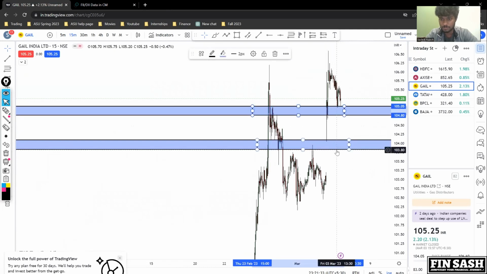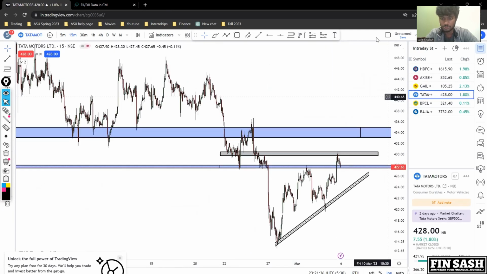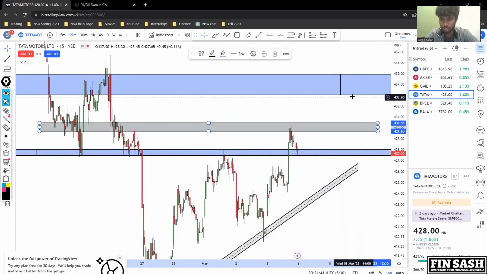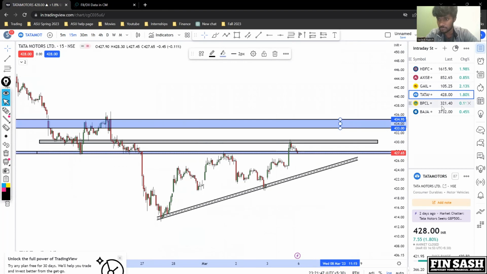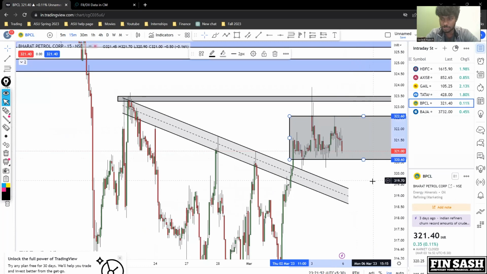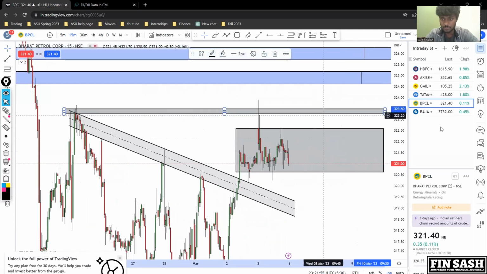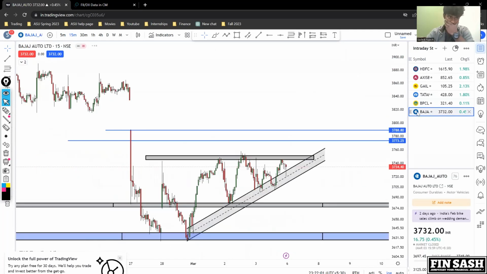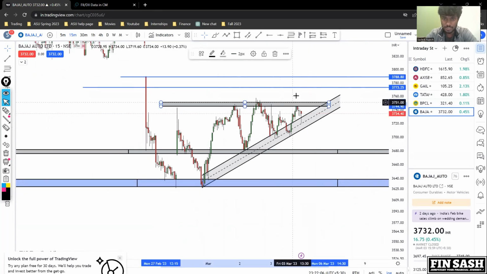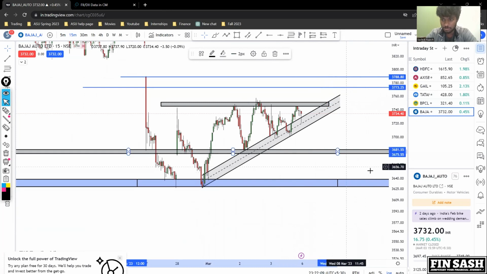This level and this level. I already gave an explanation on what's the plan, so I'm just giving the levels out now and the trend line on the 15-minute time frame for Tata Motors. BPCL, again trend line, this box here, this level, and this level. Bajaj Auto, the trend line on the 15-minute time frame, this level, these two levels here and this.